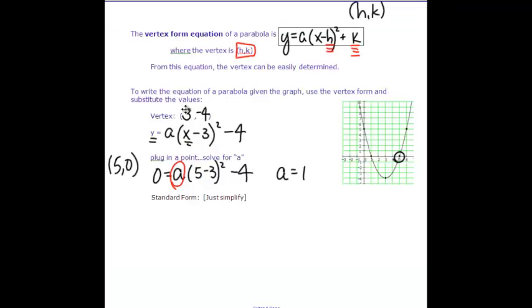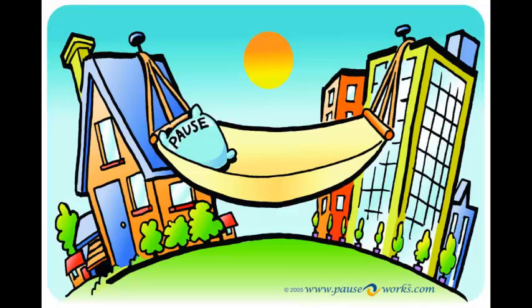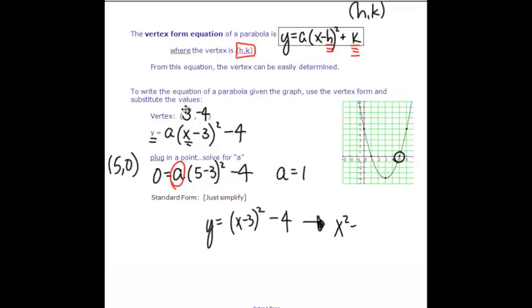So now I can write the equation of my parabola: y equals 1 times the quantity x minus 3 squared minus 4. I could then transfer that to standard form just by simplifying everything. You can go ahead and do that on your own. It's y equals x squared minus 6x plus 5. We have several examples on the next page for you to work on, and I will write the answers and you can come back and check.